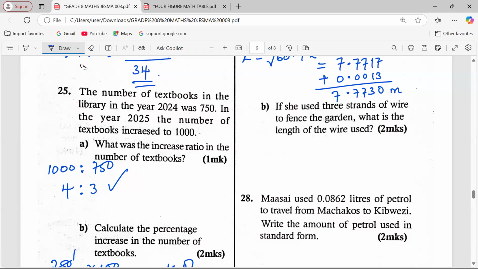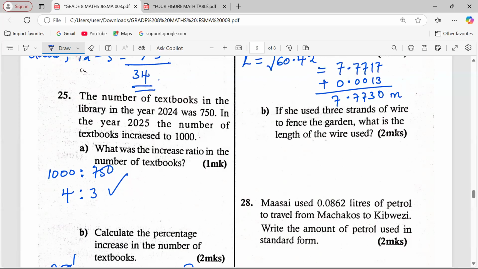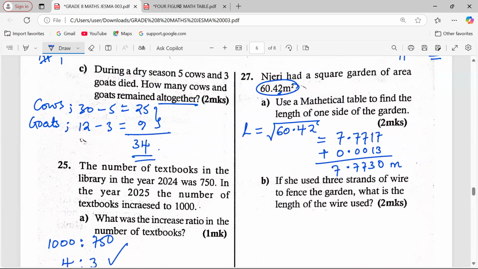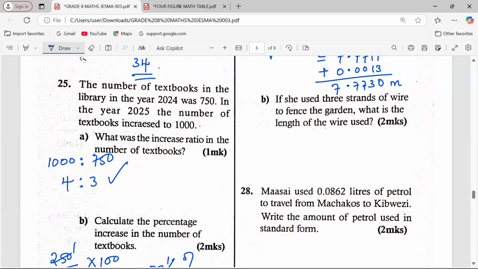If she used 3 strands of wire to fence the garden, what is the length of the wire used? To use 3 strands means in this square garden, we have a perimeter first. Then now the wire will go around 3 times. So you first multiply by 4 so that we may know perimeter. Perimeter is going to be 31.092.